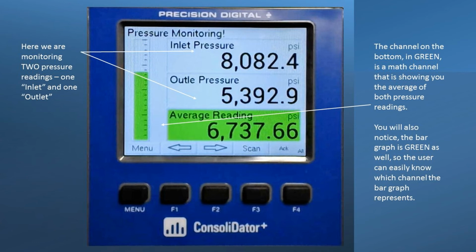And so the reason why I wanted to show you this is simply because we can do that type of math with the ConsoliDator Plus. I chose average just because it's something to show you, but in reality, I could have used almost any arithmetic. I could have added the 2 pressures together. I could have found the difference between the 2. I could have found the absolute difference between the 2, meaning whether we get a negative result or not, it's always going to display as a positive number on the screen.